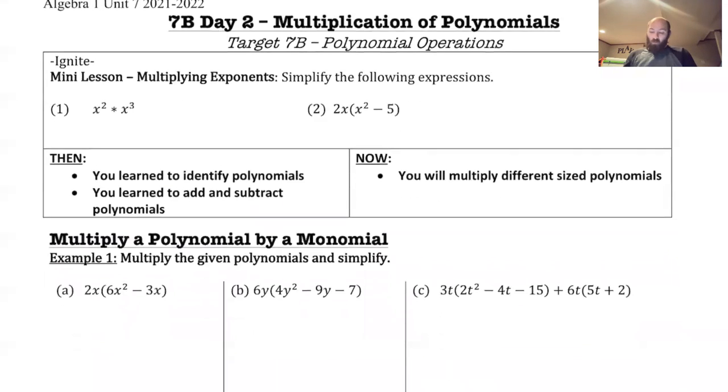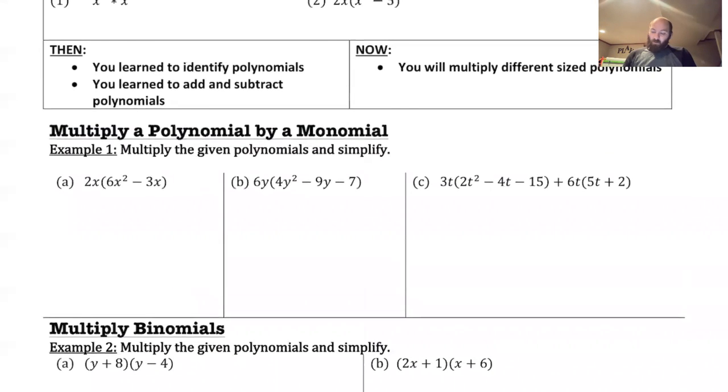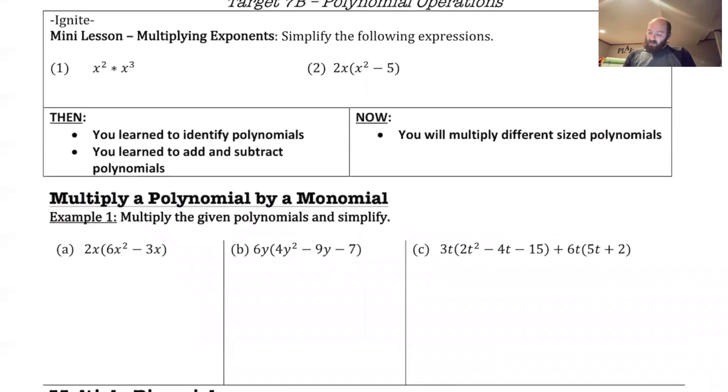Okay, so when we do our multiplication of polynomials, we actually are combining some of the exponent properties that we've done before. Okay, so we multiply a polynomial by a monomial, and I really want to just say this first. Whenever we multiply different size polynomials, what we're really doing is distribution. Okay, so it's kind of interchangeable for what our goal is here. We are distributing, we are multiplying, same idea.